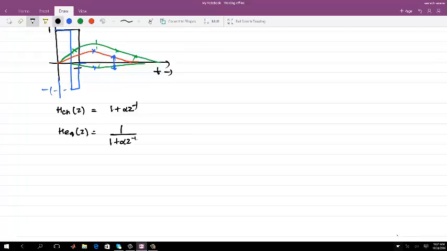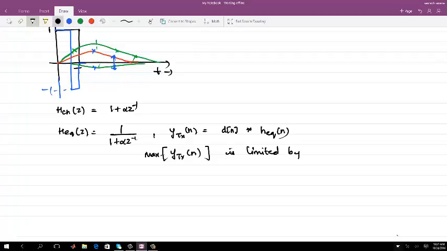So the output of the equalization, or you can say the transmit signal, ytx of n, is equal to d of n convolved with h equalizer of n. Now, where does the limit come? The limit comes from the fact that the maximum of Vtx is limited by the supply voltage. If you try to exceed it, you will saturate. That's the concept.